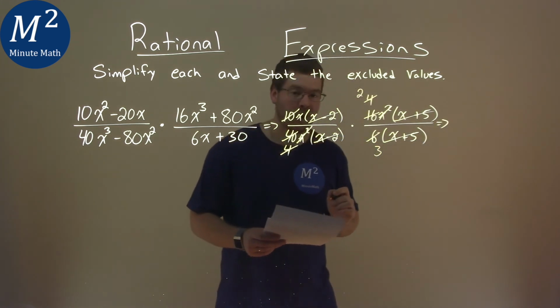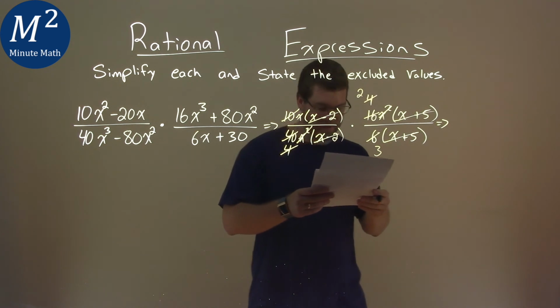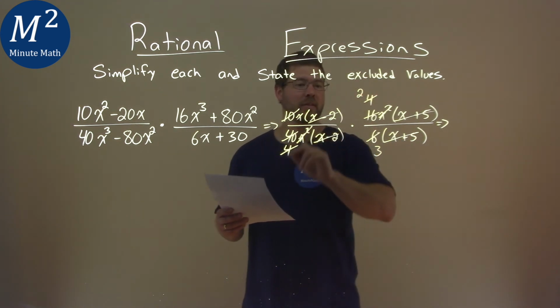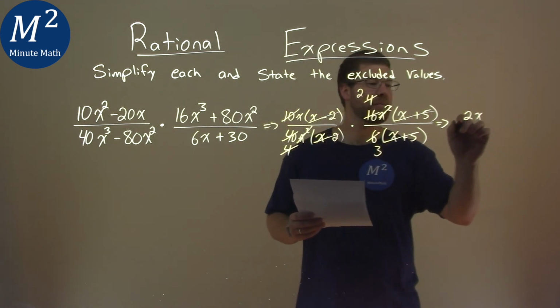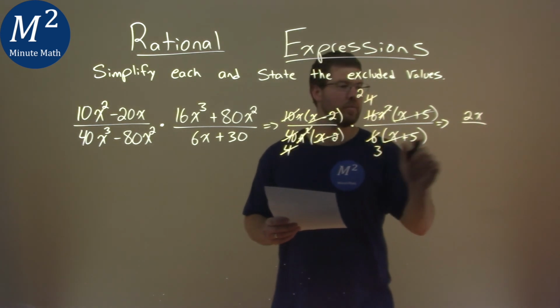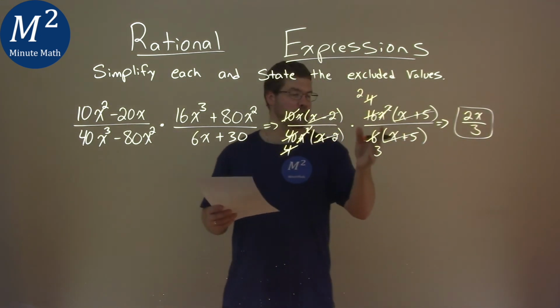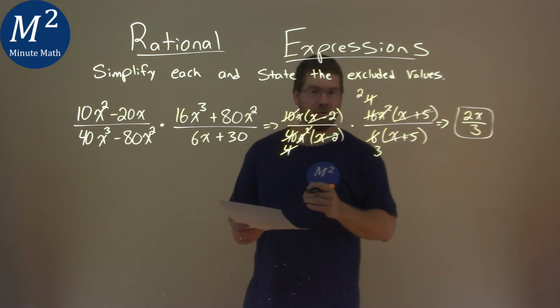So after all of that, we have this one little x here in the numerator, and that 2, so don't forget that x. So we have 2x here. Over the denominator, the only thing left was that 3. And so our simplified expression, after all that, is just 2x over 3.